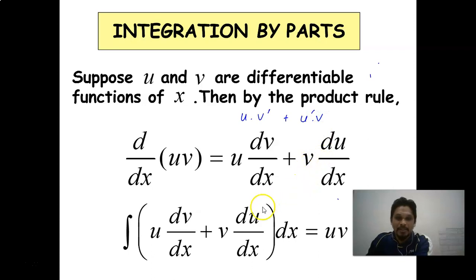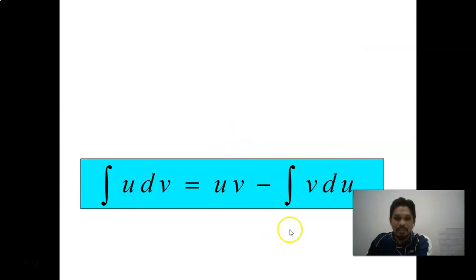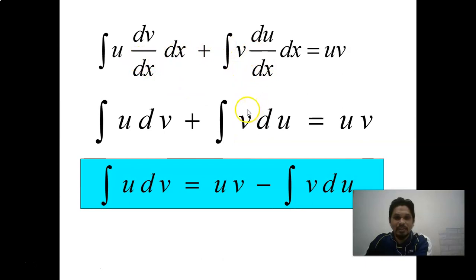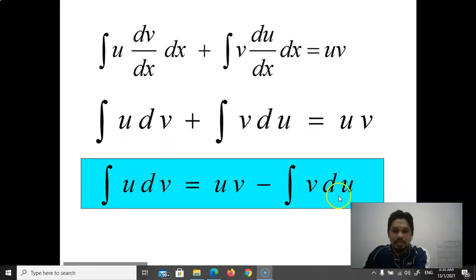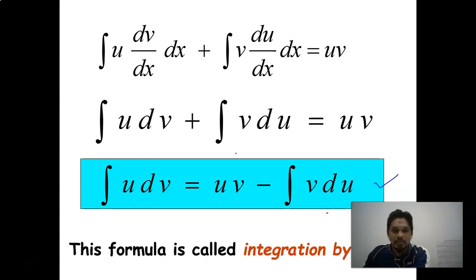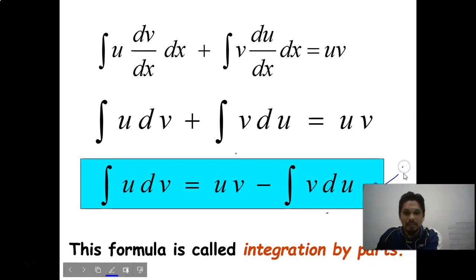Okay, so we integrate this left and right, integrating with respect to v and dx, and integrating everything here with respect to x. Then we rearrange everything here. So here now, integral of u dv. This is the formula of integration by parts that we are going to use for this question. This formula is called integration by parts.